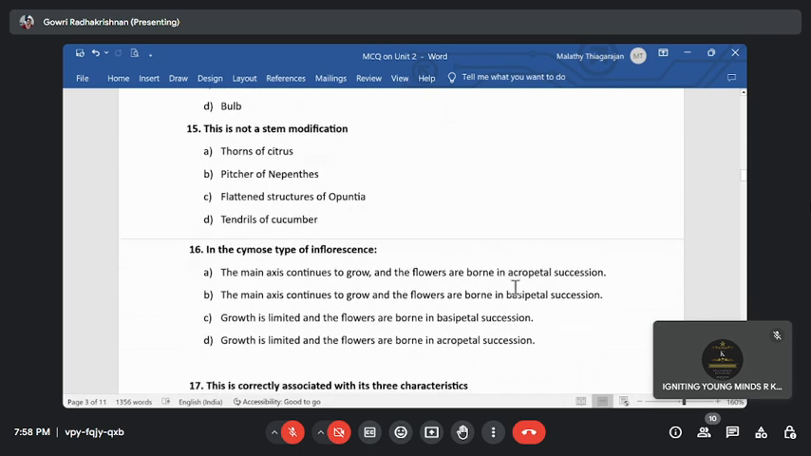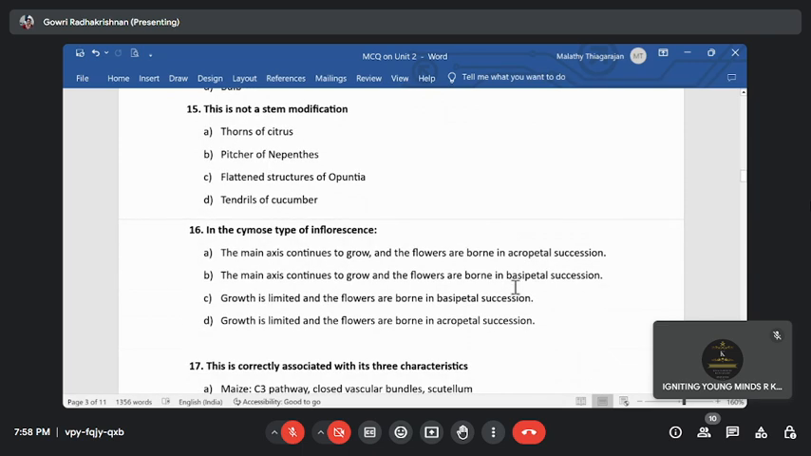Now, 15th. This is not a stem modification. Picture of Nepenthes, ma'am. Yes, picture of Nepenthes. Actually, that is an adaptation to capture insects, not a stem modification. All the other things are stem modifications.